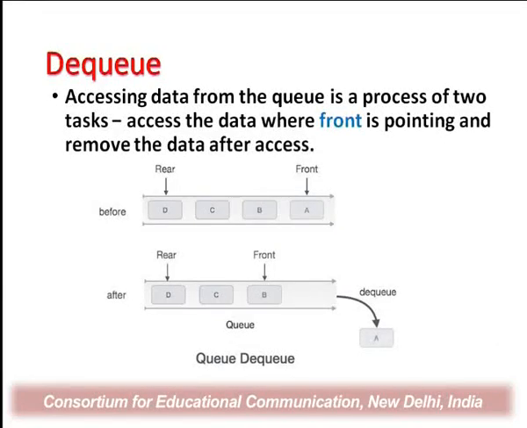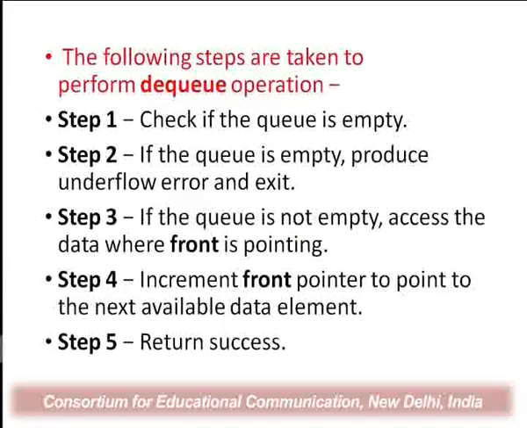Coming to DQ, accessing data from the Q is a process of two tasks. One is to access the data from where front is pointing and remove that data after the access. Now, as you can see on the screen, we have the rear pointer and the front pointer, and the element is always DQ'd from the front side. So, we are DQing this element A. First we need to access that A on which the front pointer is pointing, and then we need to remove that particular data from the Q.